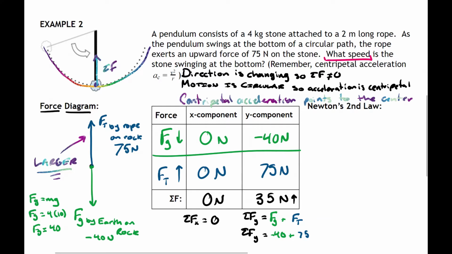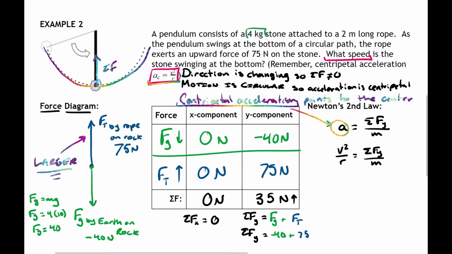If we could figure out the acceleration, we could relate that to the speed using our relationship for centripetal acceleration. To figure out the acceleration, we're going to have to use Newton's second law. Newton's second law states that the acceleration is proportional to the net force and inversely related to the mass. Because this is circular motion, this is a centripetal acceleration. This means that this acceleration is equal to the velocity squared over the radius.